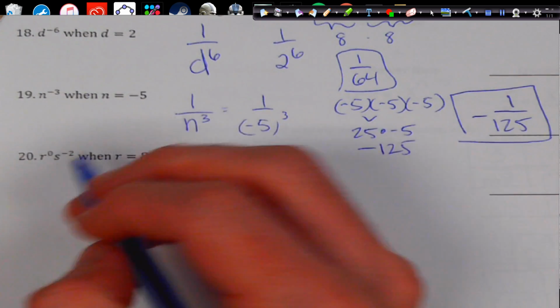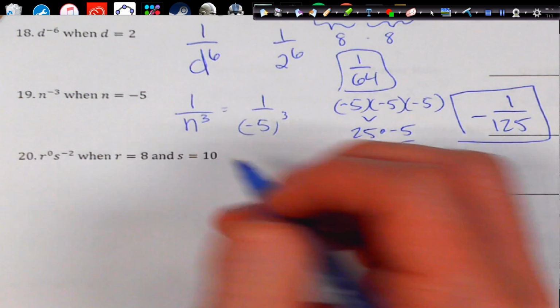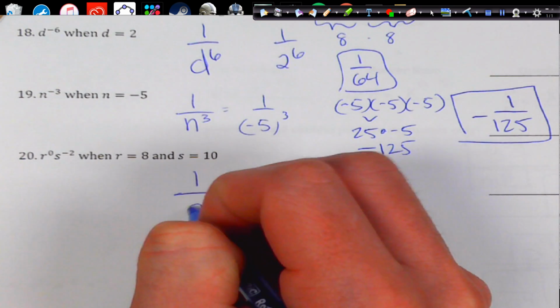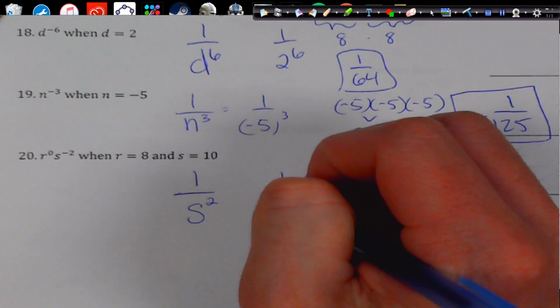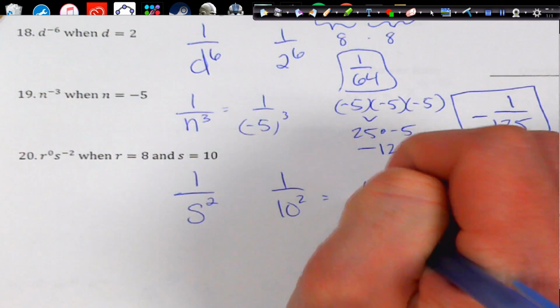Okay, last but not least, r to the 0 power is just 1, so it goes away, and I'm just left with s squared under the fraction because we had a negative. That's going to be 1 over 10 squared, which is 1 over 100.